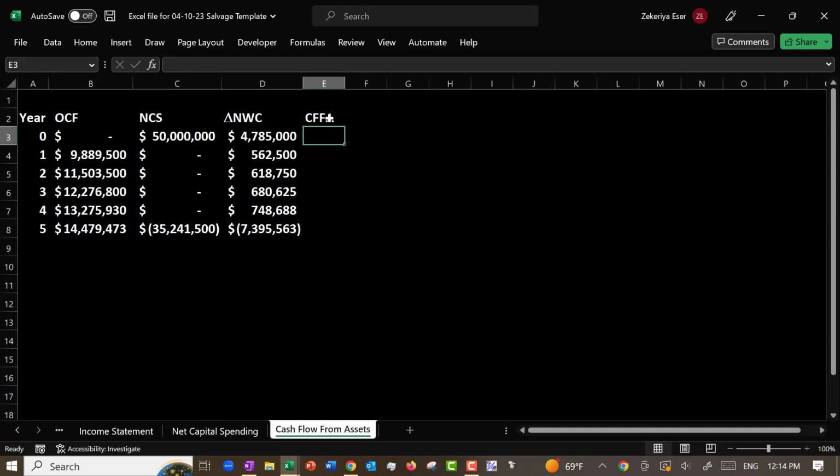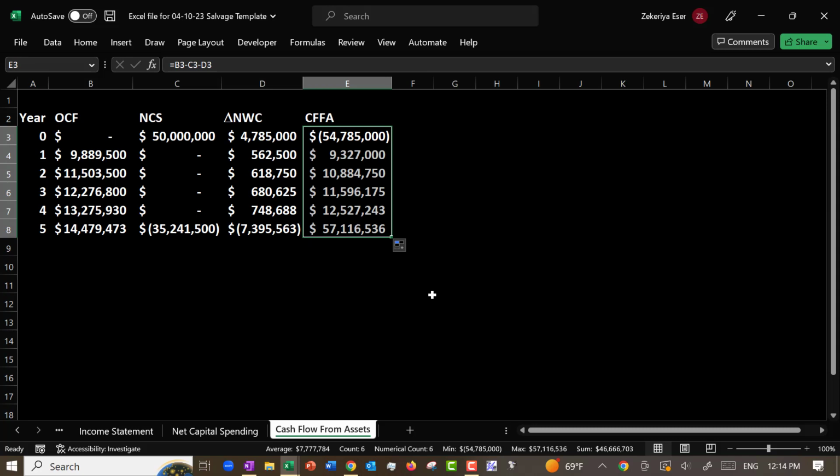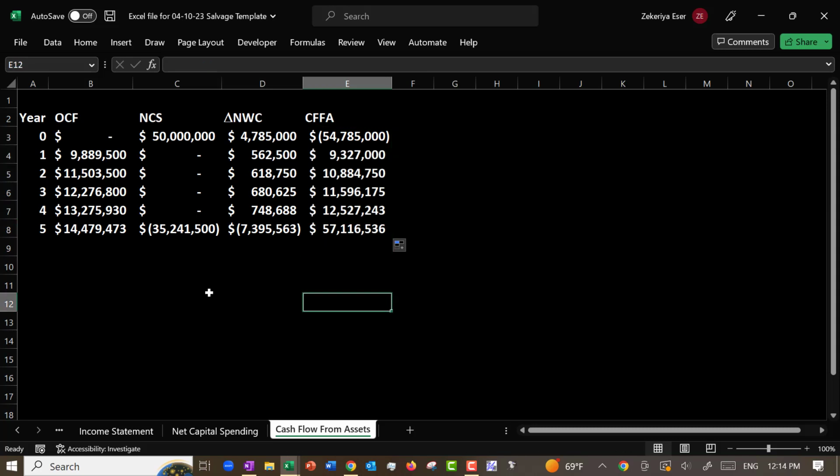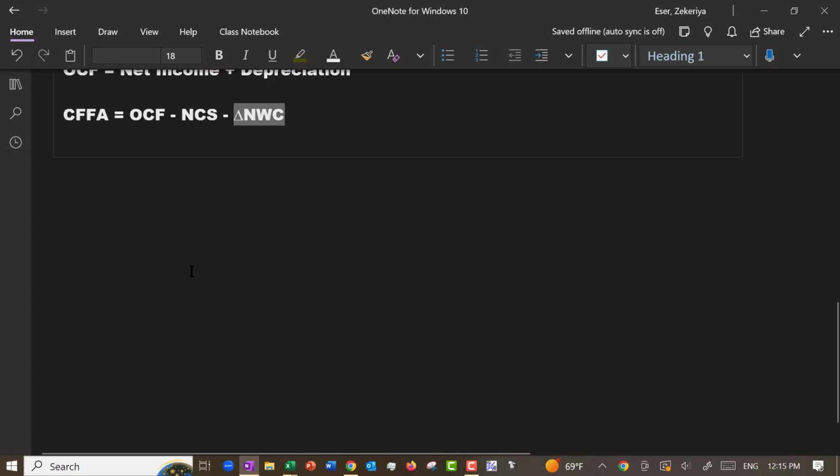And CFFA is simple then. OCF minus net capital spending minus change in net working capital. Done. All we have to do is calculate our criteria. Oh, one thing we didn't add.